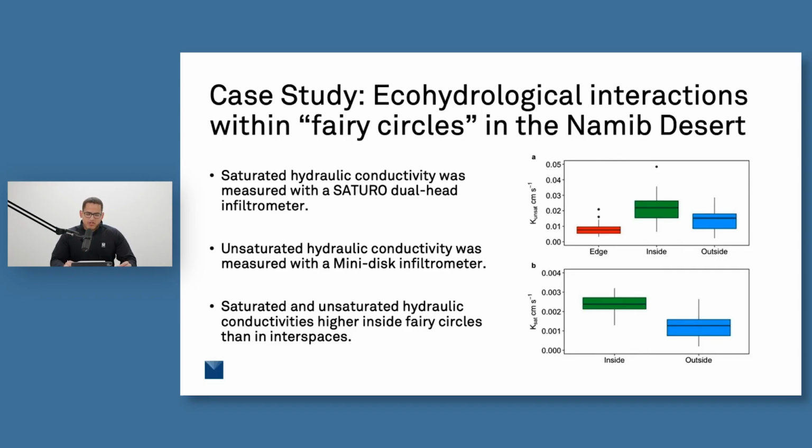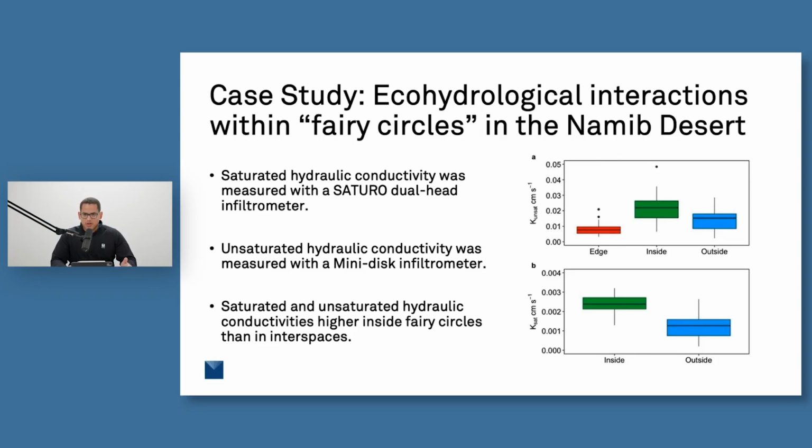And what they found is that KSAT values within the circles averaged out to about 8.6 centimeters per hour and 4.32 centimeters per hour outside of the circles, or in the inner spaces between the circles. And what that shows is that the KSAT values inside of the circles were double the values outside of the circle, which is a pretty significant difference. And this relationship was also present in the unsaturated hydraulic conductivity values. And you can see that in the chart on the upper right.